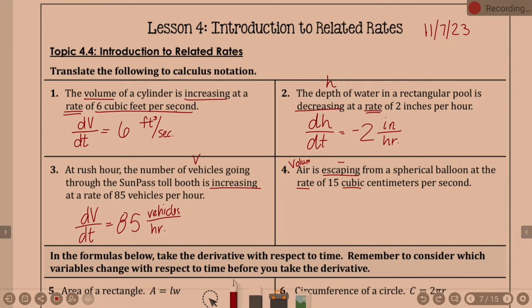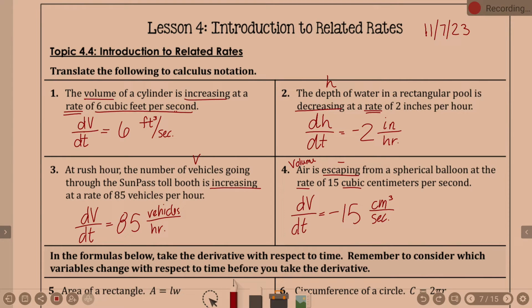So this is air escaping from a spherical balloon. So this is the change in volume with respect to time. It's escaping, so this balloon is getting smaller, so negative 15 cubic centimeters per second. Okay. You getting the idea? Because we have to be able to write these types of things and understand this type of calculus language to do related rates problems. Okay?